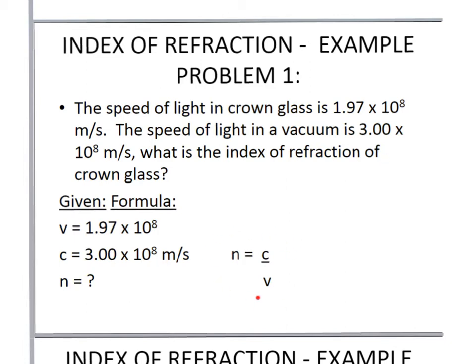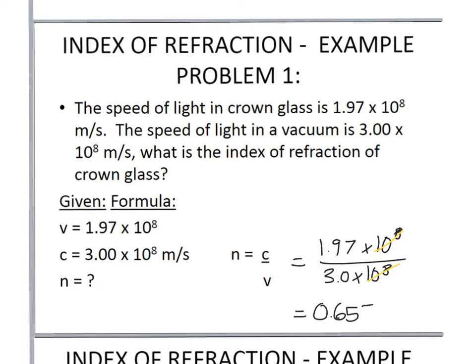So if I set up my formula, it's over here, I know that my speed in the medium is equal to 1.97 times 10 to the 8, and my speed in the vacuum is 3.0 times 10 to the 8. You'll notice that these are the same, so those basically cancel out. And if I divide 1.7 by 3, I get 0.657. So that is my index of refraction for this crown glass.